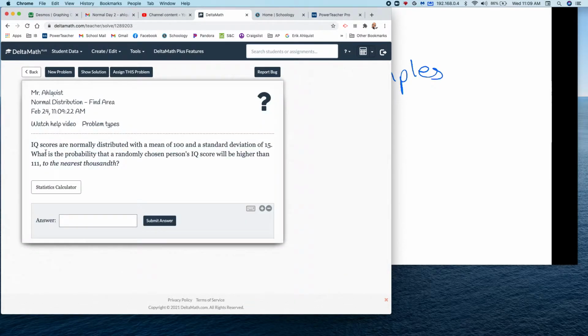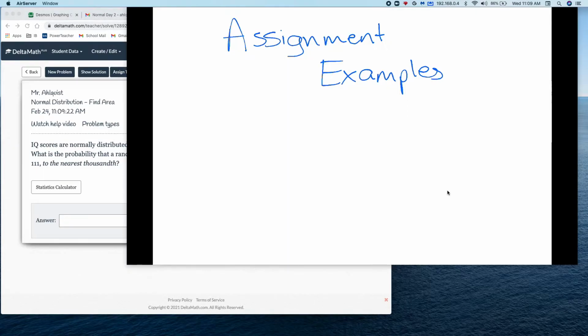It's find the area. Here's one that says IQ scores are normally distributed with a mean of 100 and a standard deviation of 15. What is the probability that a randomly chosen person's IQ score will be higher than 111? So again, we'll call this example 1, and you know that you have a normal distribution.